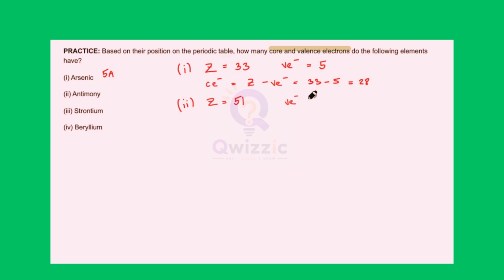What about the valence electrons? Well, antimony belongs once again to group 5A in the periodic table, meaning it has 5 valence electrons, right? So that the number of core electrons would be the difference between 51 and 5, which gives us 46.